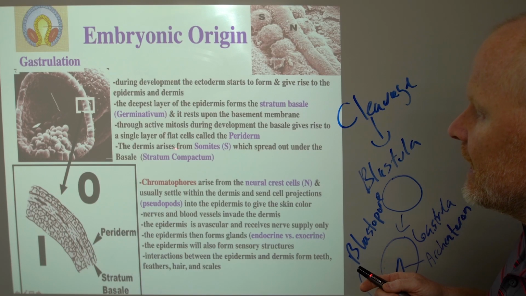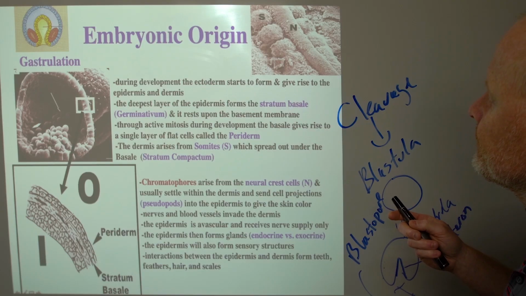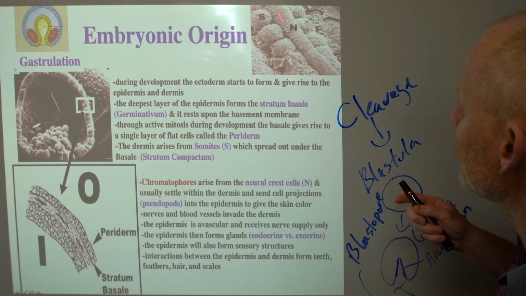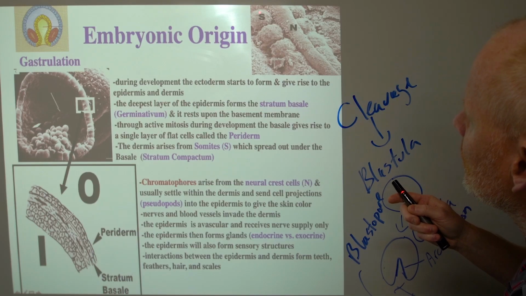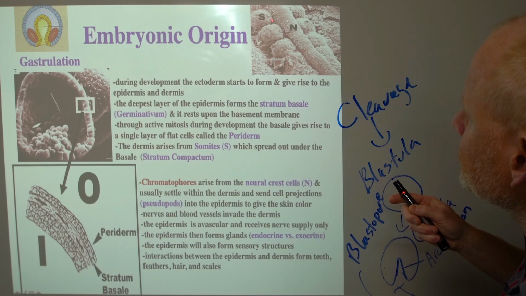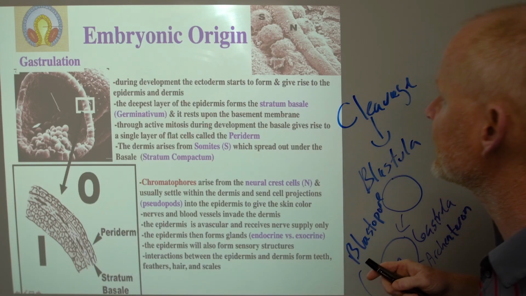The cells that give rise to the stratum compactum come from the somites. So let's talk about somites. Somites are basically groups or balls of cells that come together and develop as kind of staging sites, if you will, for connective tissue cells.